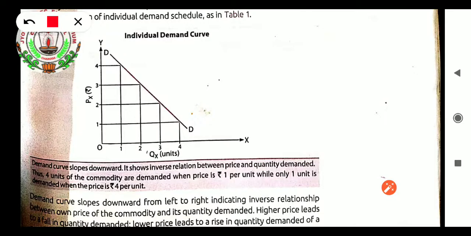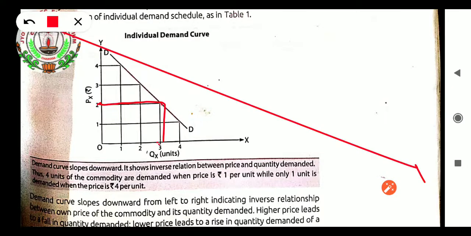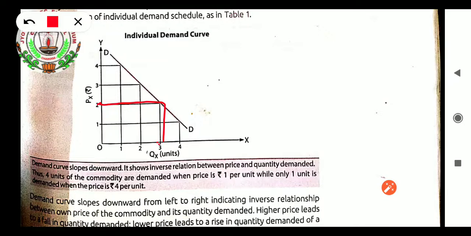Now when the price increased from 1 to 2, the quantity demanded went down from 4 to 3. It was reduced. So we will connect price 2 to quantity 3, and you will get one more dot. You will connect it and keep it. Okay, next we go further: when the price was 3, the quantity demanded became 2. When the price went up to 4, the quantity demanded was 1.